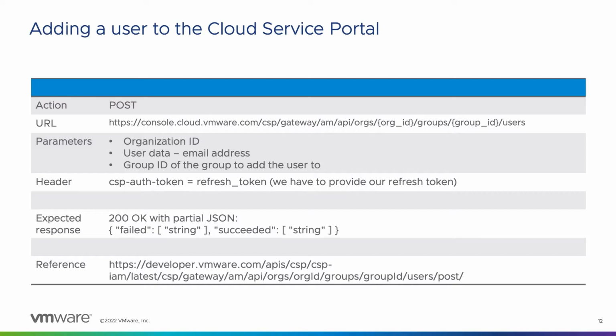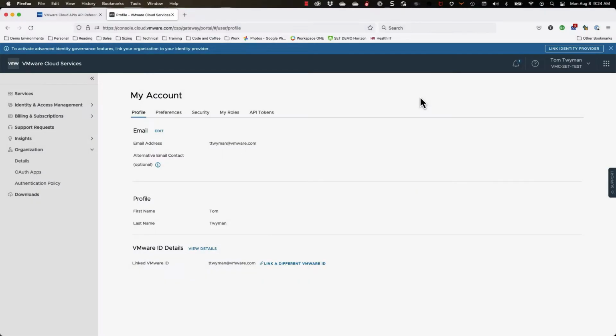So for this, there's a few additional pieces of information, right? We already know we're going to have to provide our refresh token. We'll take a look at the documentation here shortly. We're also going to need to be able to provide organization ID. We'll need to know the email address of the user we want to add, as well as the group ID of the group we want to add the user to. And once we're done, we should expect to see a 200 response.